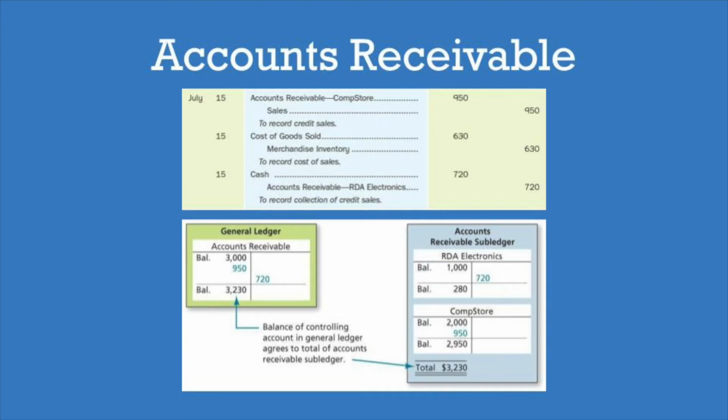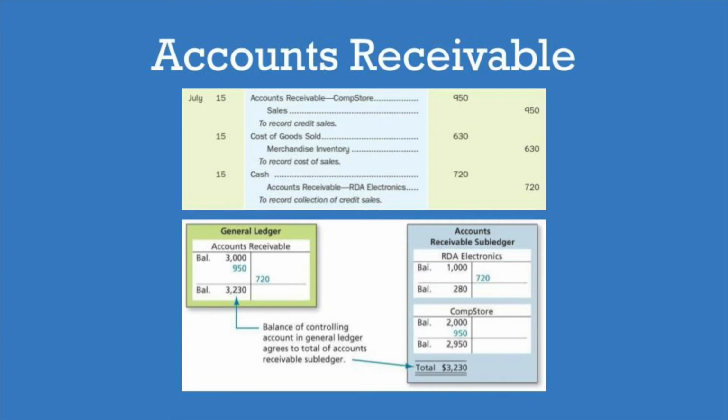Also on the 15th of July, we would record the fact that those items that we sold to Comp Store would come out of our inventory, and our inventory would go down by the amount. So cost of goods sold is the amount for $630, and the merchandise inventory again would be credited, meaning it went down by $630. So these two entries at the top here reflect the fact that the sale was made and that the inventory amount was reduced accordingly.